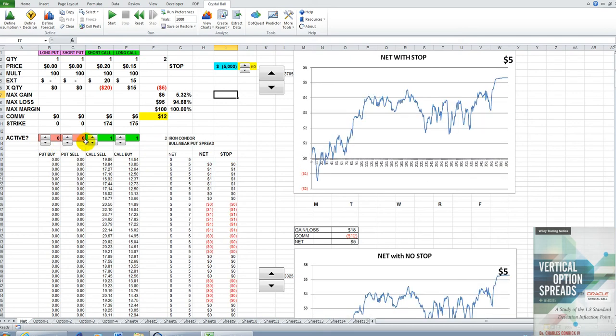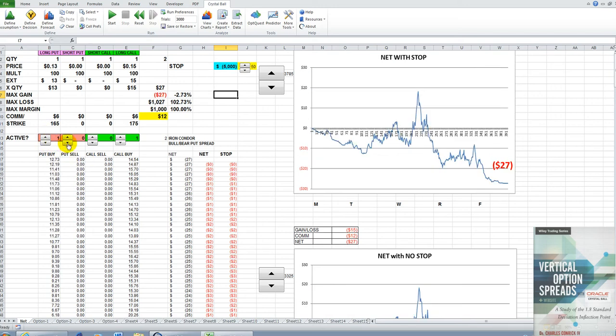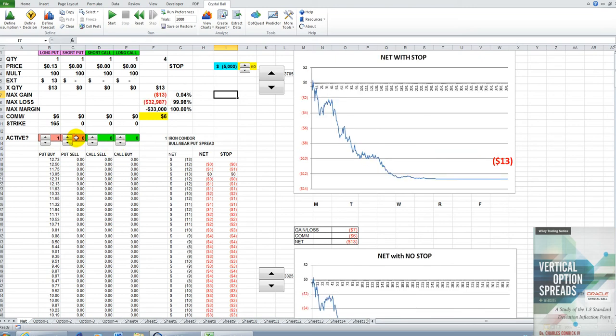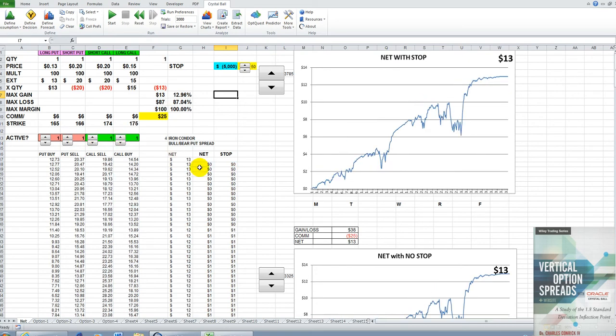Like if you wanted to look just at a long call, you'd switch everything off except the long call. Or let's say you wanted to look at just a long put. Well, then you could obviously switch everything off except the long put. If you're looking at an iron condor, you switch everything on like we did for this small $13 trade.